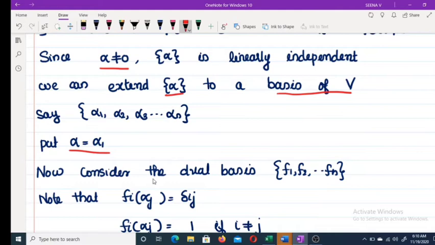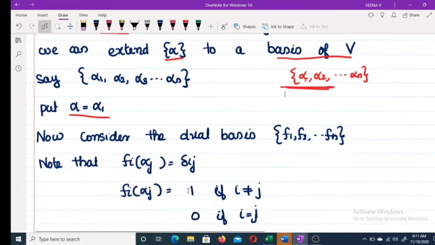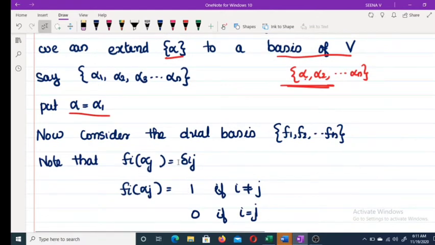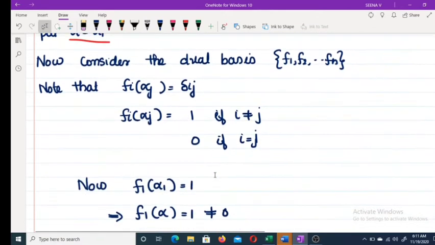So we can extend this to a basis of V, and the extension is alpha 2, etc., alpha n, and we are denoting alpha 1 as alpha. Therefore, this set is a basis for V. Now, corresponding to this basis, there exists a dual basis f1, f2, etc., fn, which satisfies fi of alpha j equal to delta ij. That is, fi of alpha j is 0 if i not equal to j, and 1 if i equal to j.